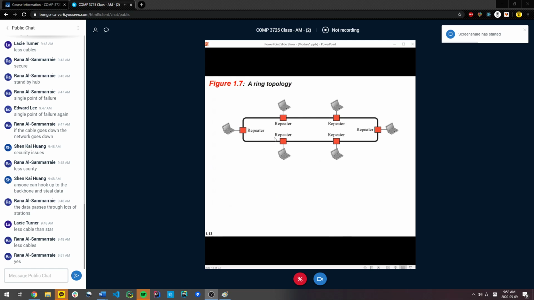Okay, the next topology I want to show you is something known as the ring topology. In many ways, if you start to take a look at this, it's really the bus, but I've connected the two ends.